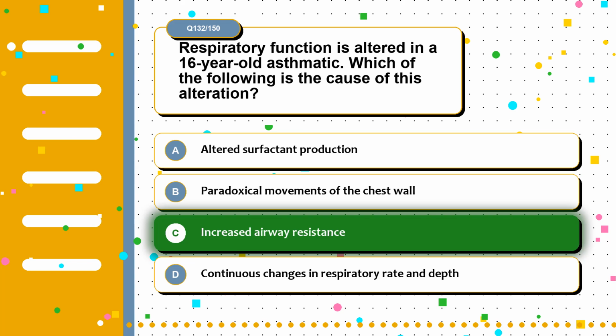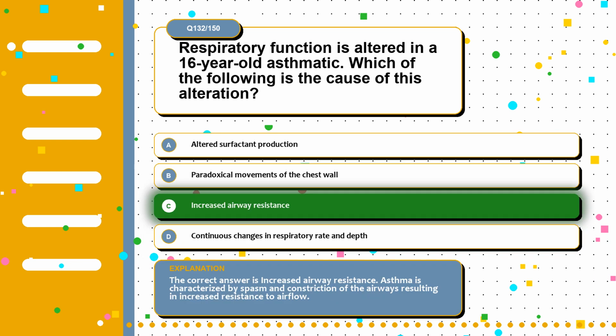The correct answer is option C, increased airway resistance. Asthma is characterized by spasm and constriction of the airways resulting in increased resistance to airflow.